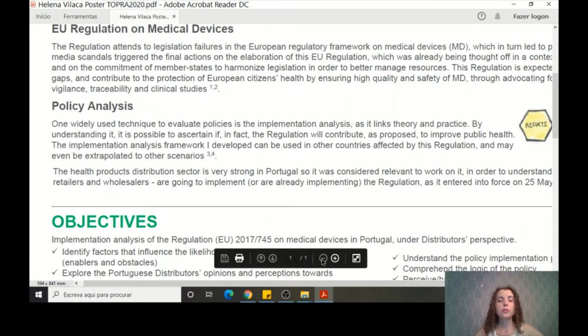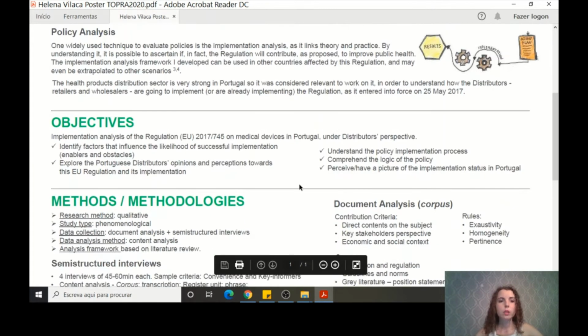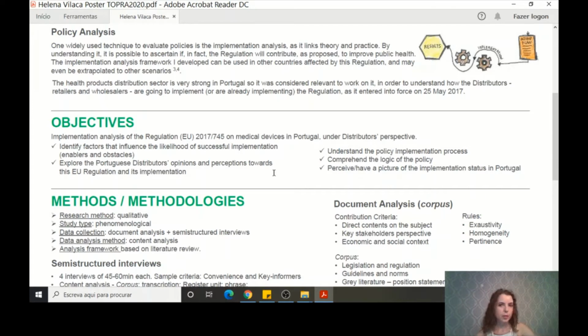The objectives of this work were to identify factors that influence the likelihood of successful implementation, which is indeed the implementation analysis. So, to identify enablers and obstacles, explore the Portuguese distributors' opinions and perceptions towards these, understand the policy implementation process and its logic, and in the end, to have a picture of the implementation status in Portugal.